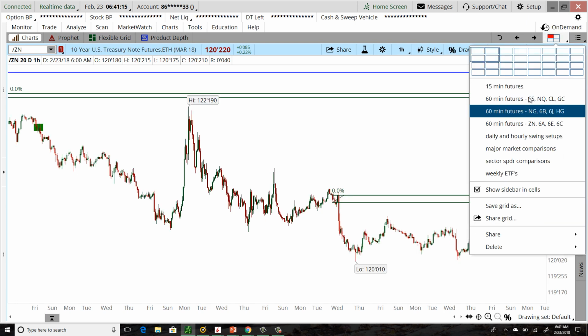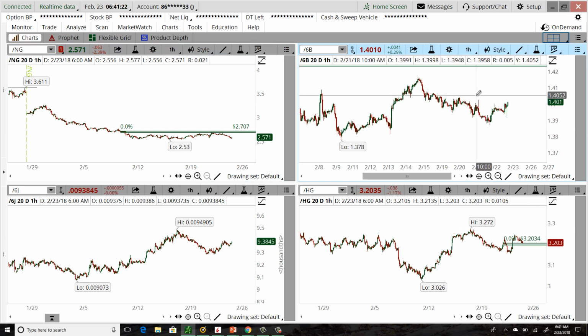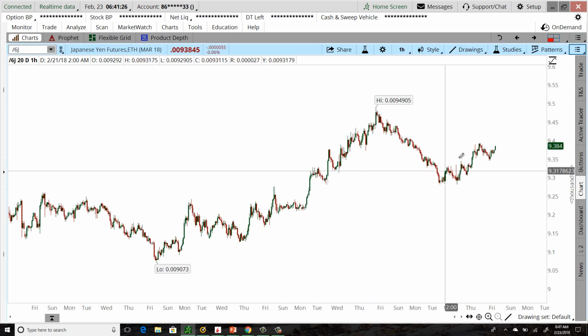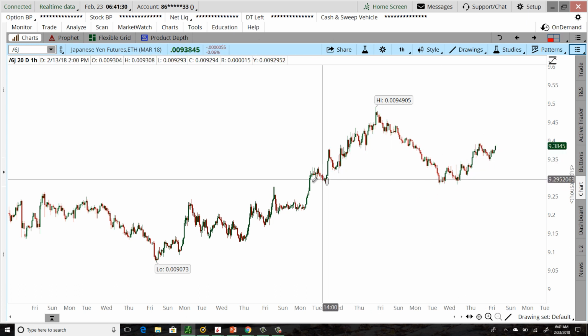Great British Pound, Japanese Yen. Great British Pound still between our areas here. Has not come into our play zone. Japanese Yen, I've got a really hard time picking really on any of these areas.